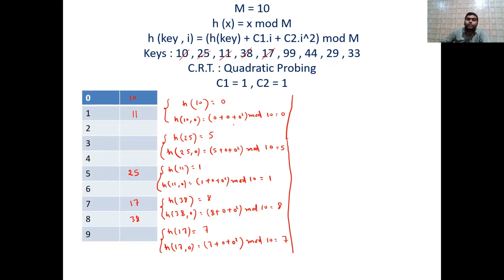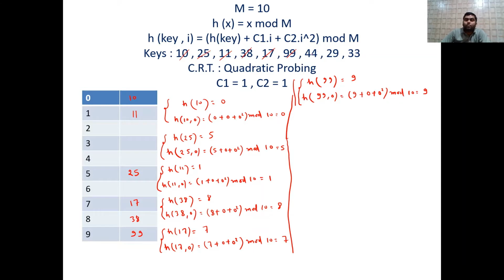Now observe carefully. The next value is 99. I think there is also no problem at 99. So h of 99 is 99 mod 10. If you divide 99 by 10, the remainder is 9. Again the same thing, just calculate it for 99 comma 0. h of 99 is 9 plus the 0th probe square, and mod of 10. So this will give you 9 as the answer. The 9th space is available, of course, so 99 will be stored at 9.